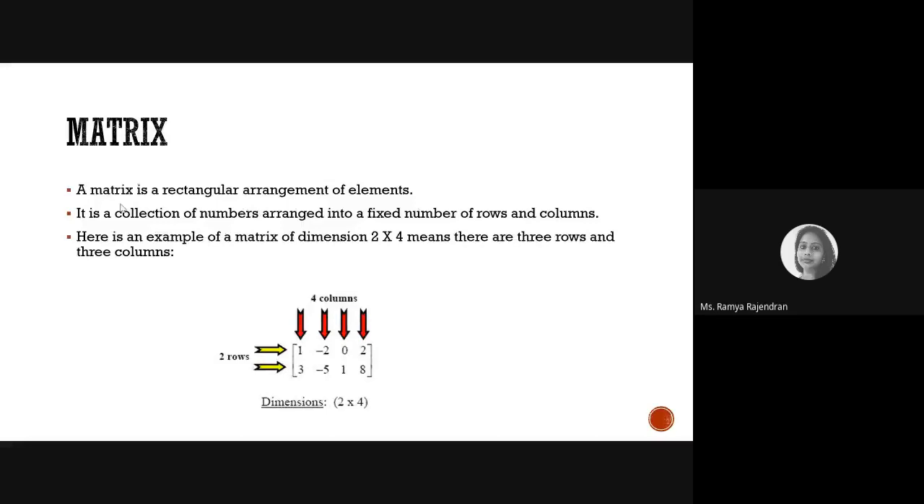So matrix, I think we have all studied matrix in the lower classes. It's nothing but a rectangular arrangement of elements. Usually you will have a fixed number of rows and columns. It can be a 2 comma 2 matrix, 4 comma 2, or 1 comma 1. Yes, it's even possible: if a matrix has only one element, the dimension is 1 comma 1. Here we have a dimension of 2 comma 4, a 2 by 4 matrix, which has 2 rows and 4 columns.